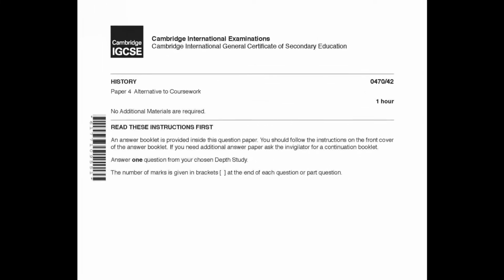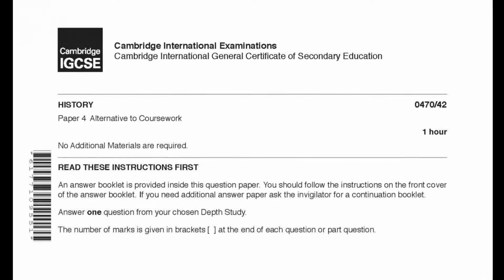Now, I've spent a lot of time teaching the course, looking at examiners' reports and mark schemes, and reviewing exemplar essays from the exam board to work out exactly what the examiner wants you to do in your answer. Now, as you're aware, or should be aware, Paper 4 is a 1-hour exam that focuses exclusively on your chosen depth study.